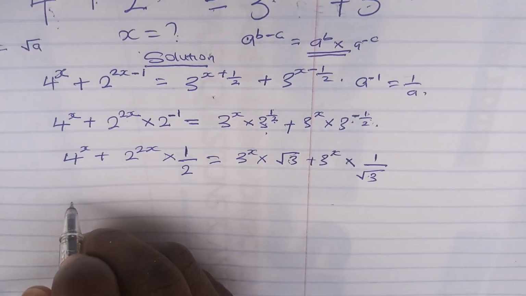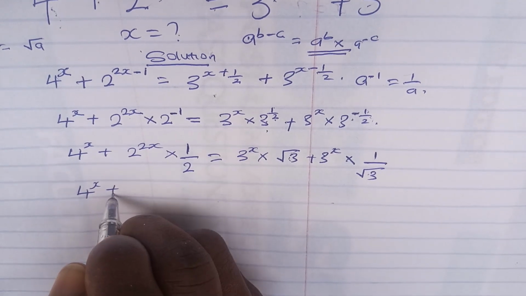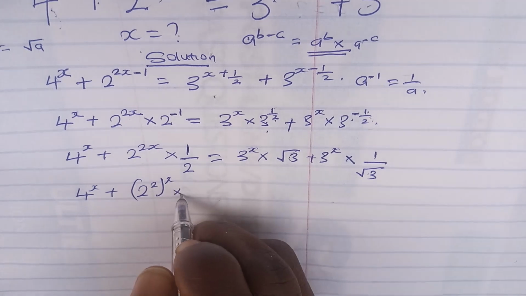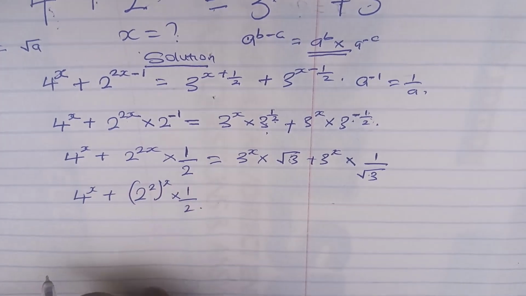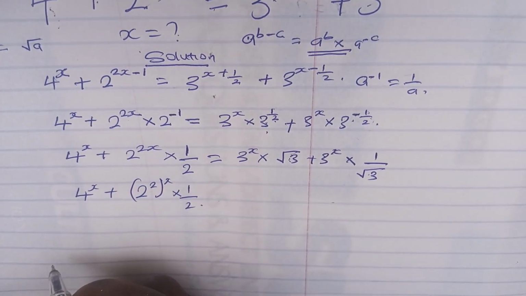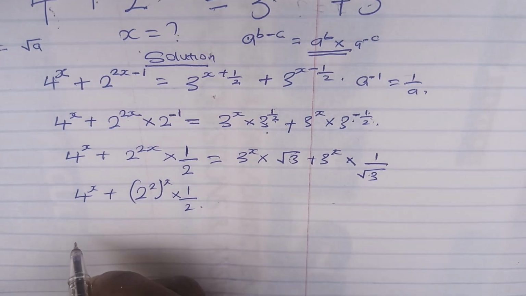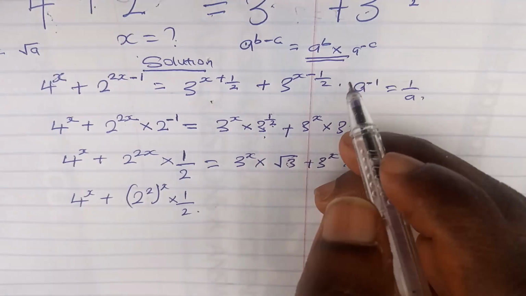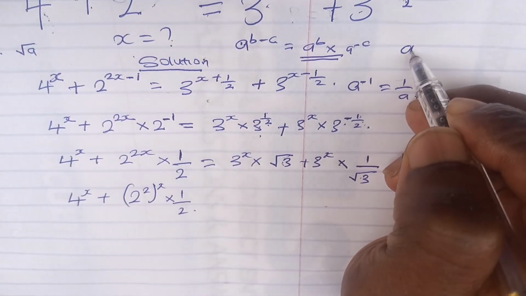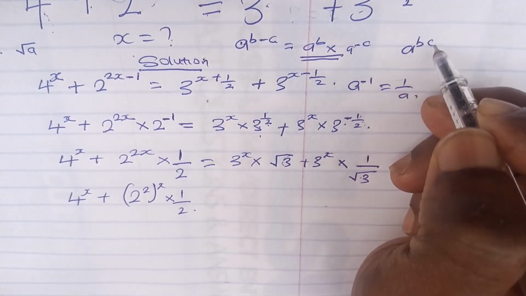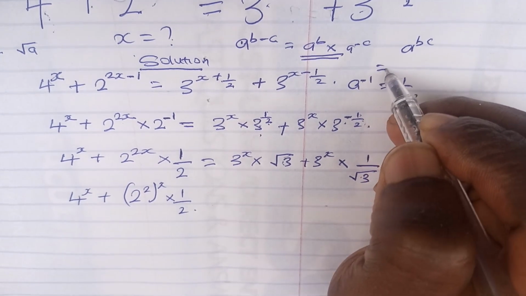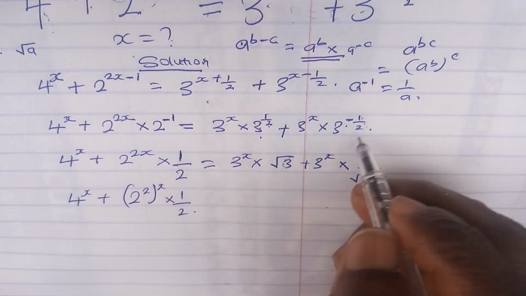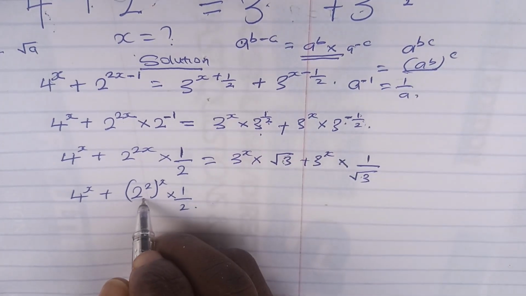We can write this to be 4 to the power of x plus 2 to the power of 2 all to the power of x times 1 over 2. From the principle of indices, which says if we are having a to the power of bc, it is also equal to a to the power of b all to the power of c. So this principle is what we applied here.